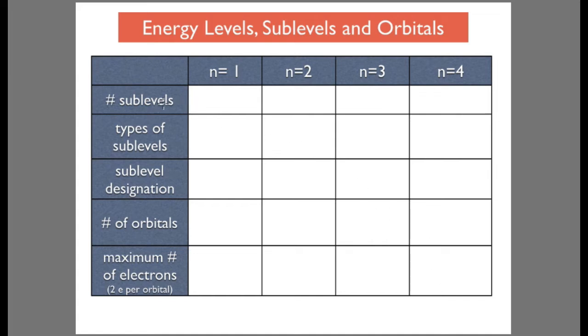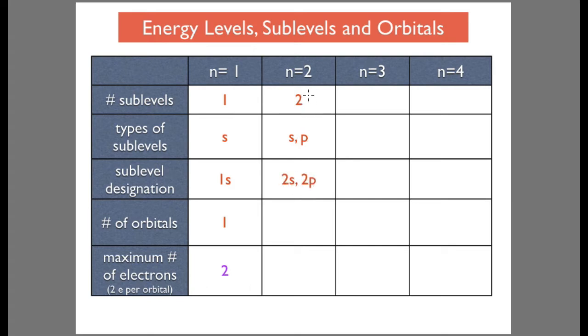So, for the first energy level, number of sublevels is 1. Type of sublevel, s. Sublevel designation, obviously 1s. Number of orbitals, there's just the s. And the maximum number of electrons it can hold is 2. The second energy level has 2 sublevels. There's s and p type orbitals.